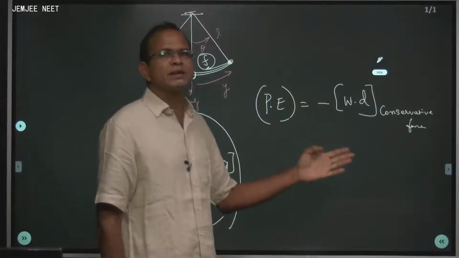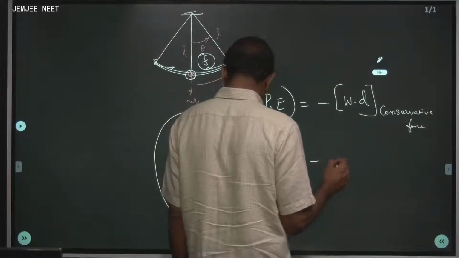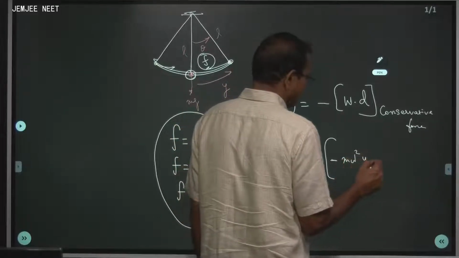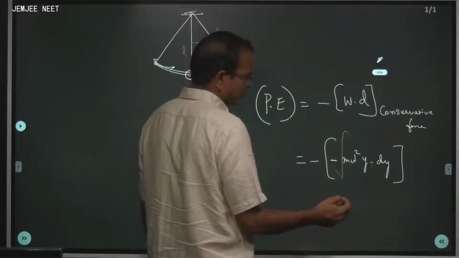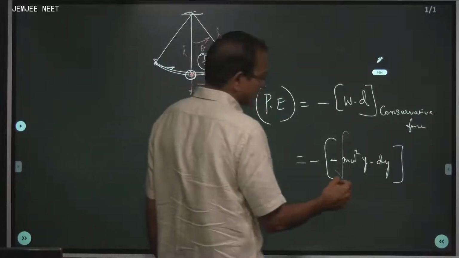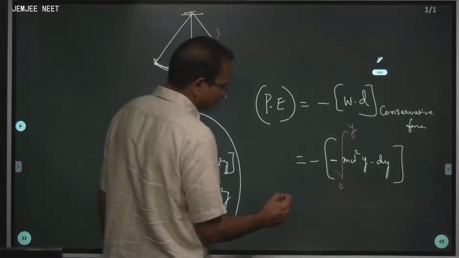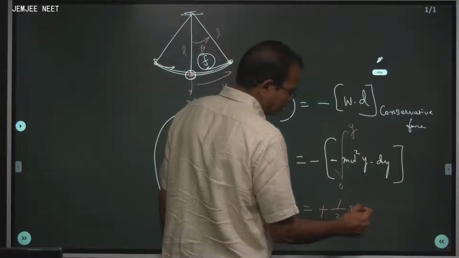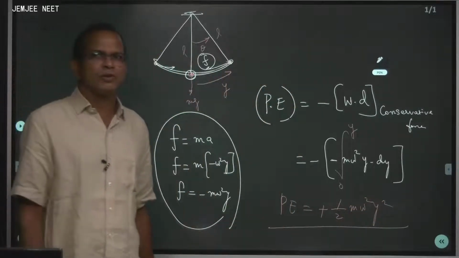So what is the work done by the conservative force? Negative of, once again, m omega square y dy is the small work done when you integrate from where to where. You take it here 0, here y. So 0 to y. When you integrate, you get the potential energy to be positive of half m omega square y square, is the ultimate formula for potential energy.